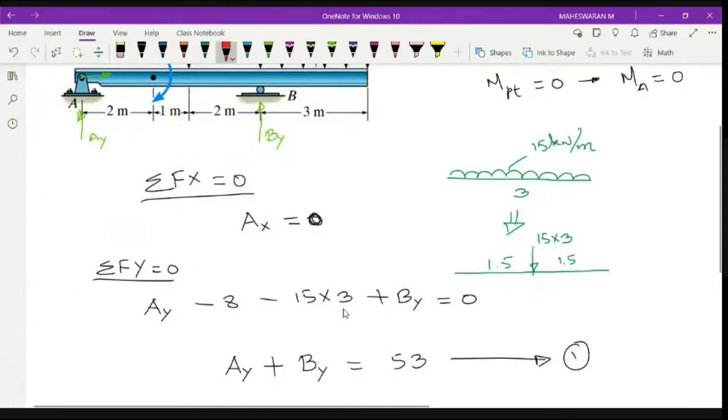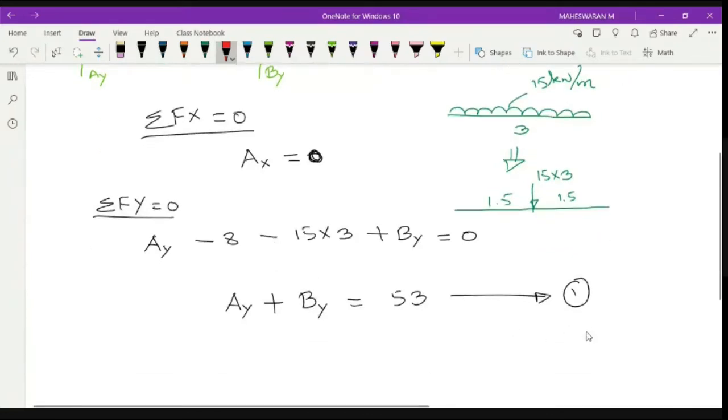So minus 15 into 3 plus By. By is this one, right? So plus By is equal to 0, right? So I will get something like this. Ay plus By is equal to 53. So that is equation number 1.